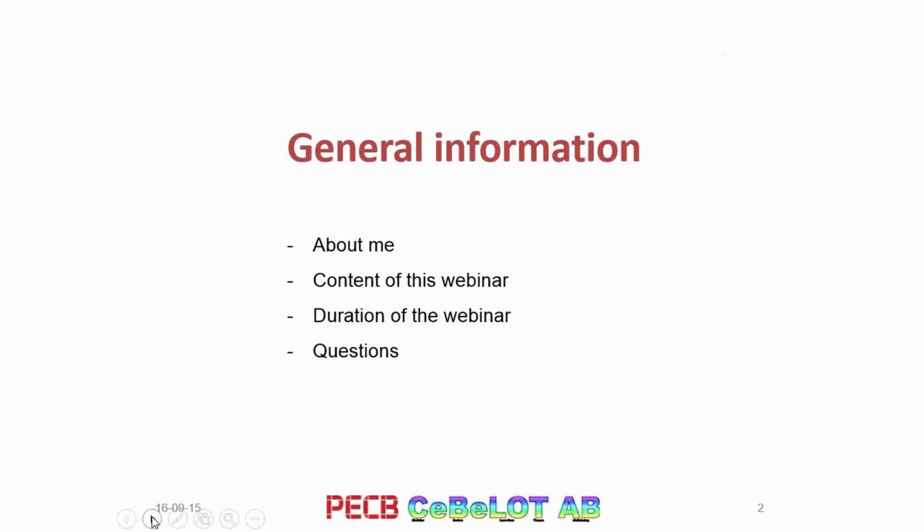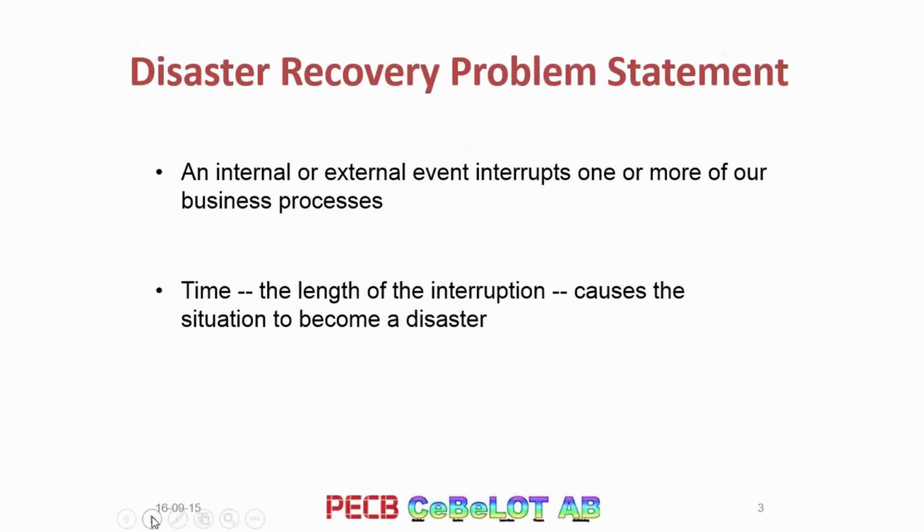Well, I should go to it. The disaster recovery problem statement is that there is an event that interrupts one or more of our business processes or systems or applications, and these events can be internal or external. And the length of the interruption is very important. If it's a very short interruption, you might not even notice it. If it is a long interruption, then it will become a disaster at the end.